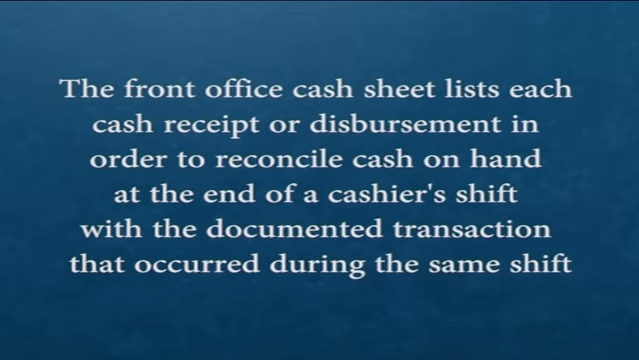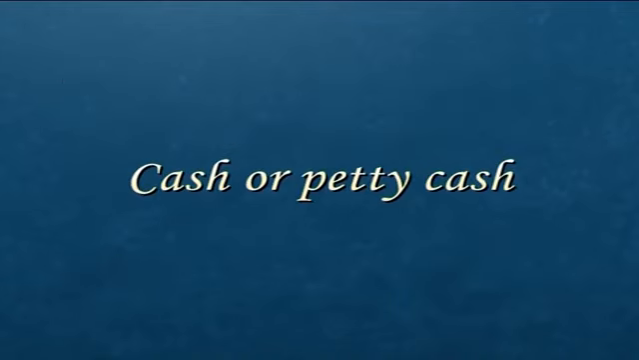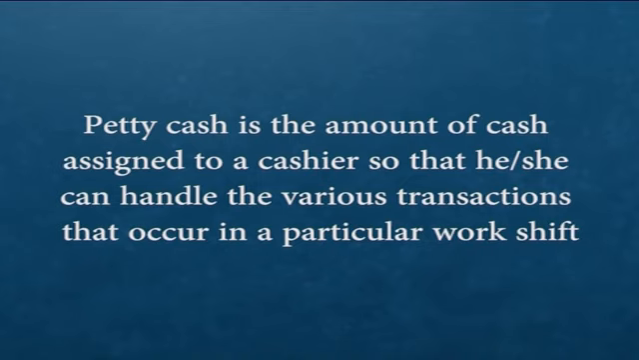The front office cash sheet lists each cash receipt or disbursement in order to reconcile cash on hand at the end of a cashier's shift with the documented transactions that occurred during the same shift. Cash or petty cash. Petty cash is the amount of cash assigned to a cashier so that he or she can handle the various transactions that occur in a particular work shift.